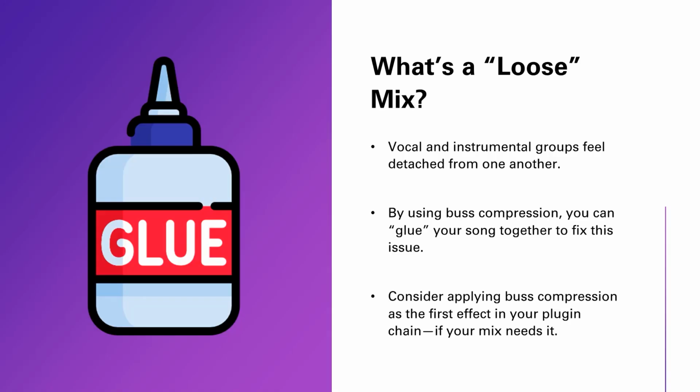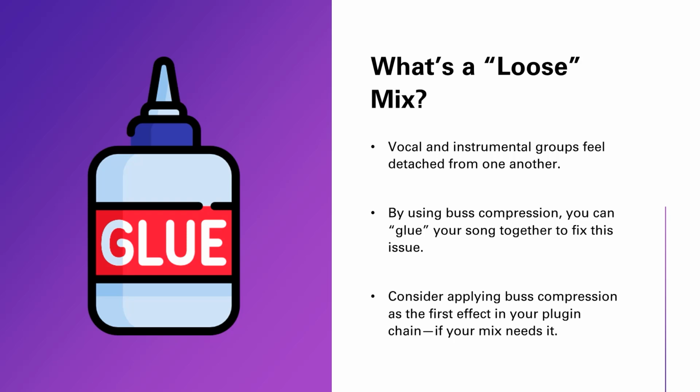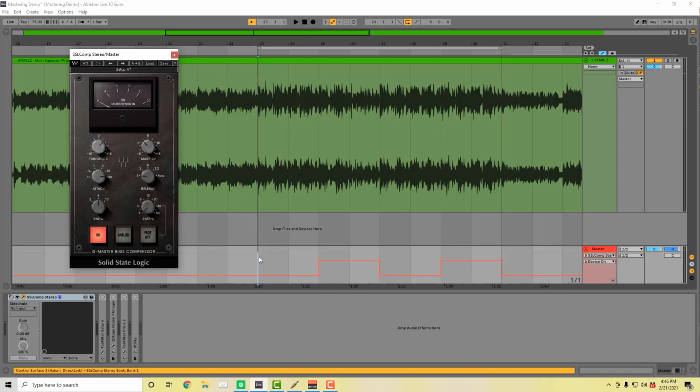So what does it mean if someone says a mix sounds loose? That's a bit of a funny way to describe a song, but it means that your vocals, synths, drums, and other instrumental groups feel detached from one another. By compressing your entire mix using bus compression, you can help glue your song together to provide it with a sense of cohesiveness. Bus compression is often the first form of processing I apply to a mix if I'm trying to provide the mix with a more cohesive sense of space. Take a listen to the following audio example to hear what this sounds like.